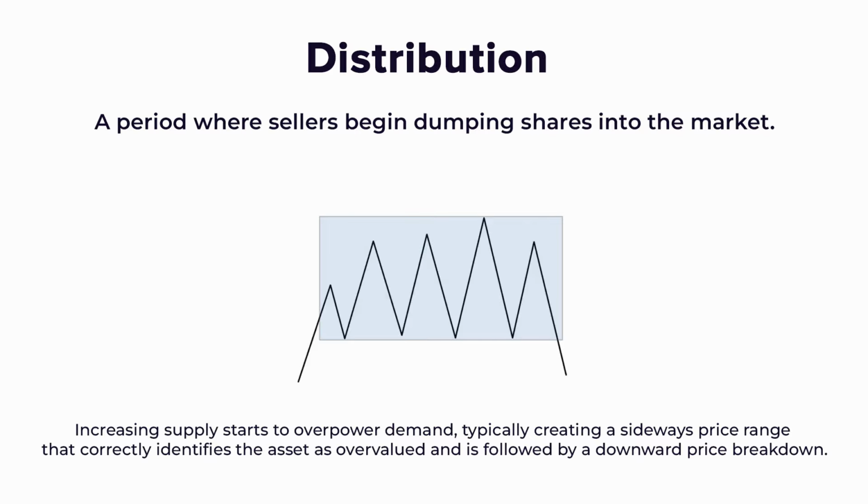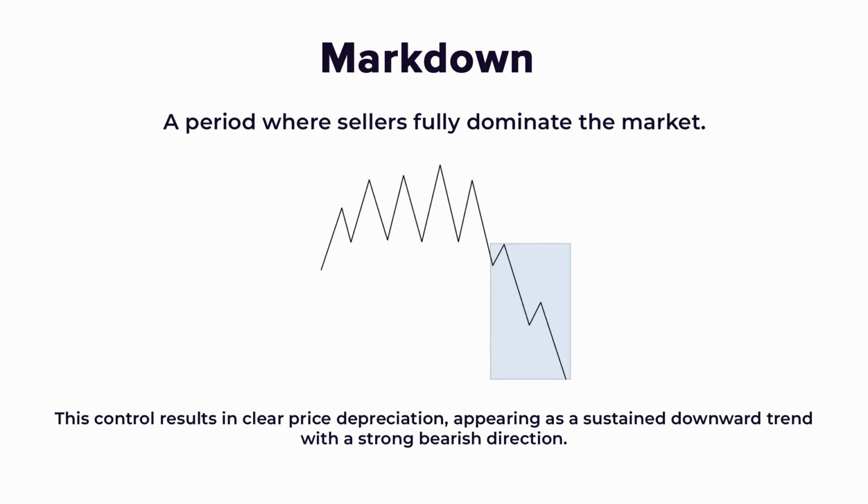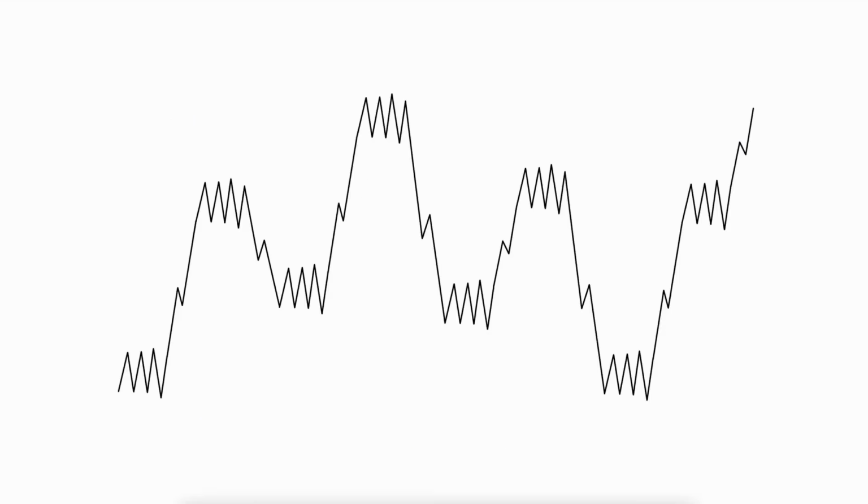And, as you might have guessed, the markdown phase is when sellers fully take control of the market, leading to a clear decline in price. It represents the selling phase, the downward movement that follows the distribution stage. According to Wyckoff, the market essentially operates within 4 repeating phases.